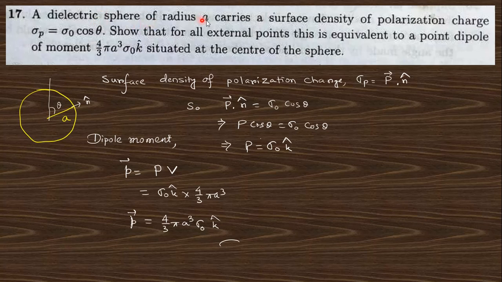A dielectric sphere of radius a carries a surface charge density of polarization, which is the polarization surface charge. From an external point this is equivalent to a point dipole. From the polarization surface density of polarized charge, sigma p equals P dot n cap. You know sigma p is sigma 0 cos theta, and this is P dot n cap. The n cap gives cos theta, so cos theta cancels out. So P will be sigma 0 k cap, because if you take k cap then only n dot k is taken as cos theta.